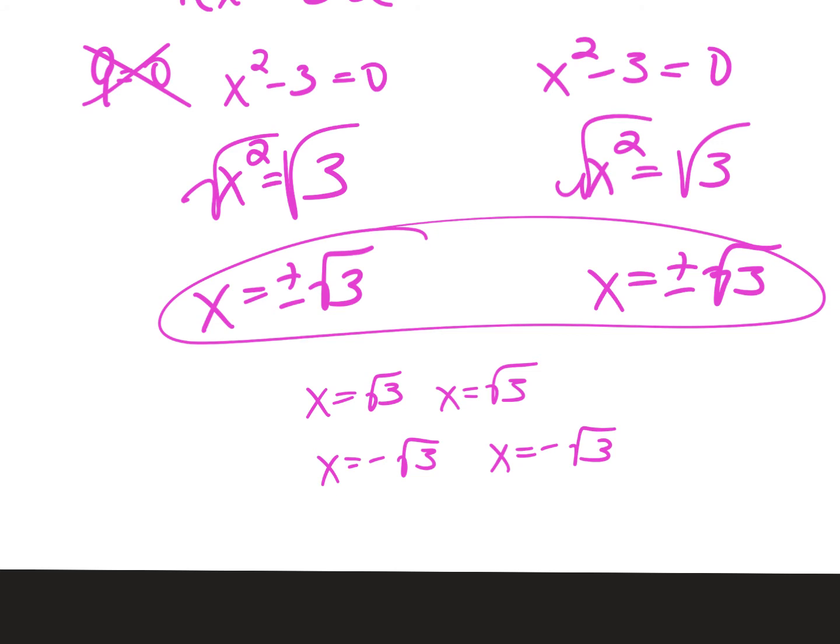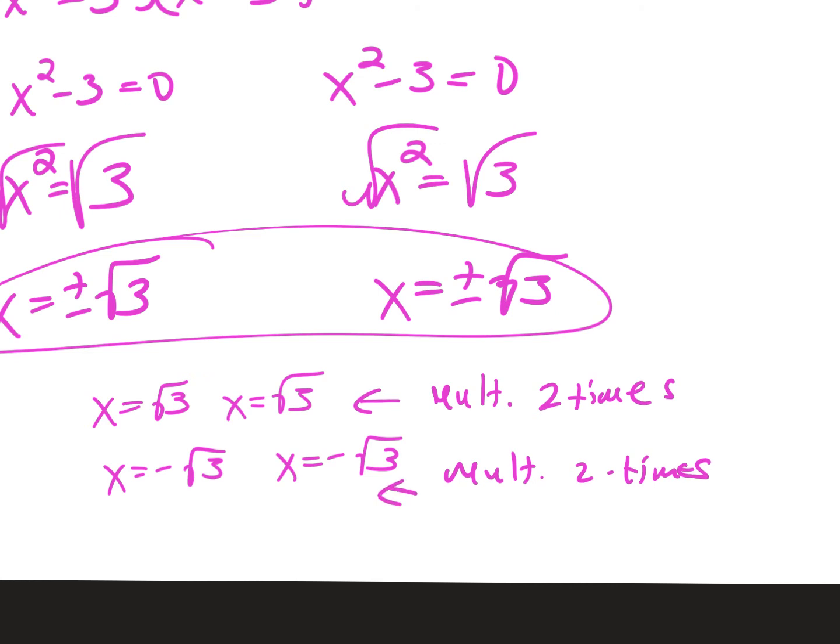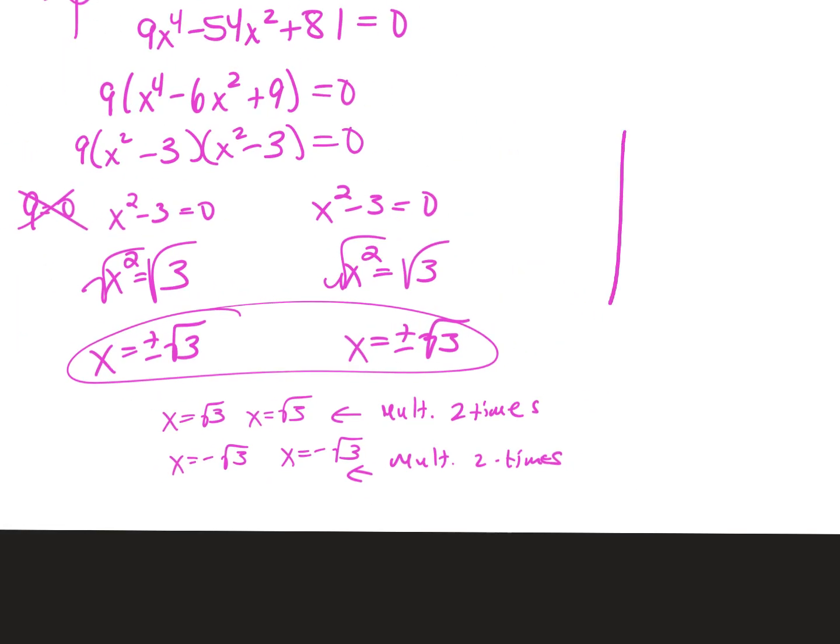But do I have multiplicity? Yeah. Where? Good. I have multiplicity 2 times at x equals root 3. And I have multiplicity 2 times, I have 2 sets of multiplicity at negative root 3. And that's really important because, so where does the graph touch the x-axis? At negative square root 3.